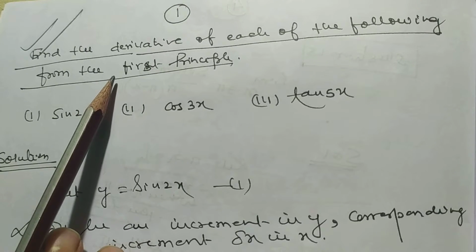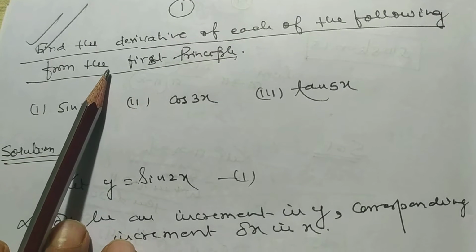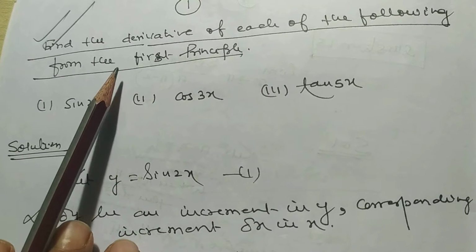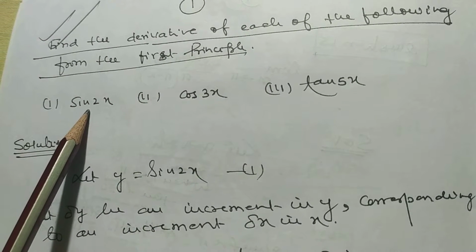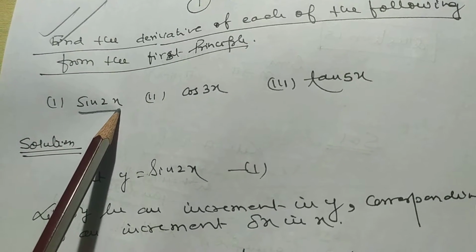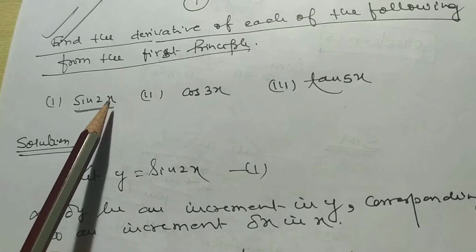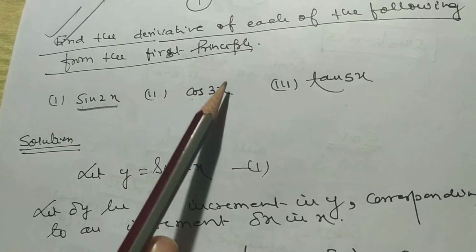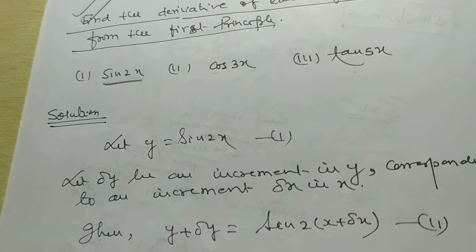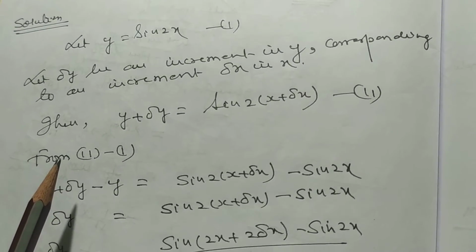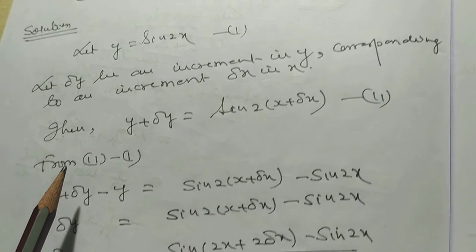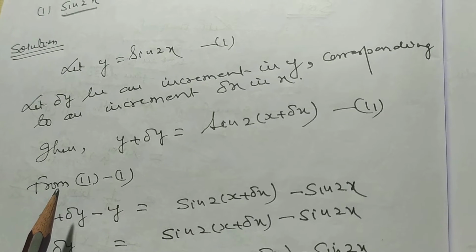My dear student, today I want to discuss how you will find the derivative of the following function from first principle. Sine of angle, you will read in this way: sine of angle 2x, cos of angle 3x, tan of angle 5x. So how will you find the differential coefficient from first principle if the angle is in terms of a multiple?